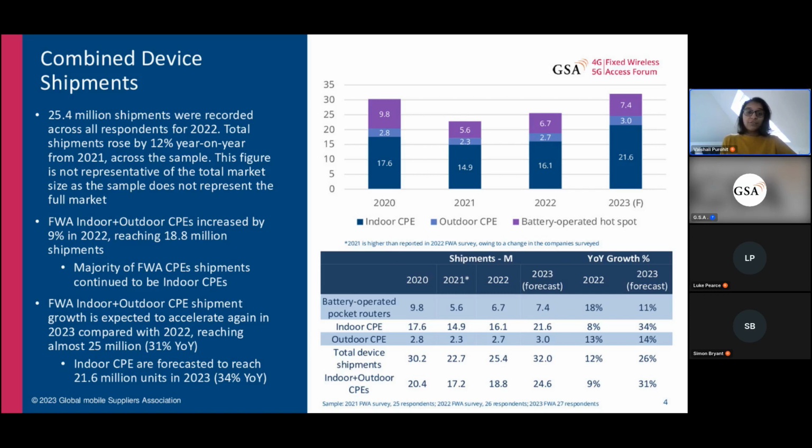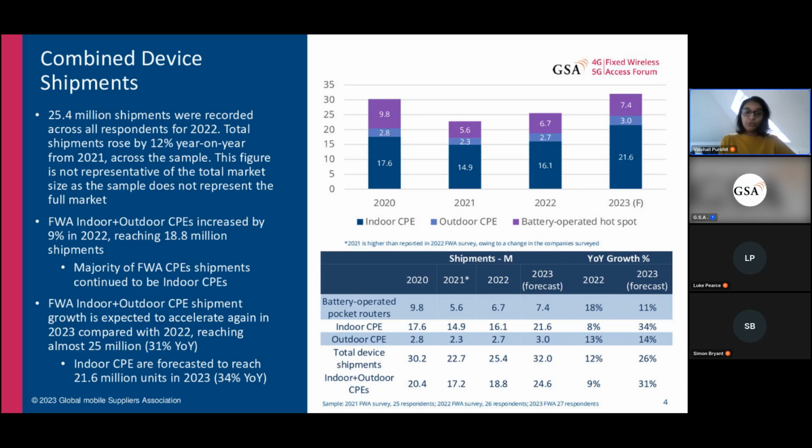Now we are near the end of 2023, respondents forecasted another positive year for fixed wireless access and CPE devices, with a more substantial prediction of 26% growth for 4G and 5G fixed wireless access CPEs in 2023. All form factors are expected to grow, with indoor CPE, which is the largest category accounting for 63% of volumes, expected to grow the most at 34%.